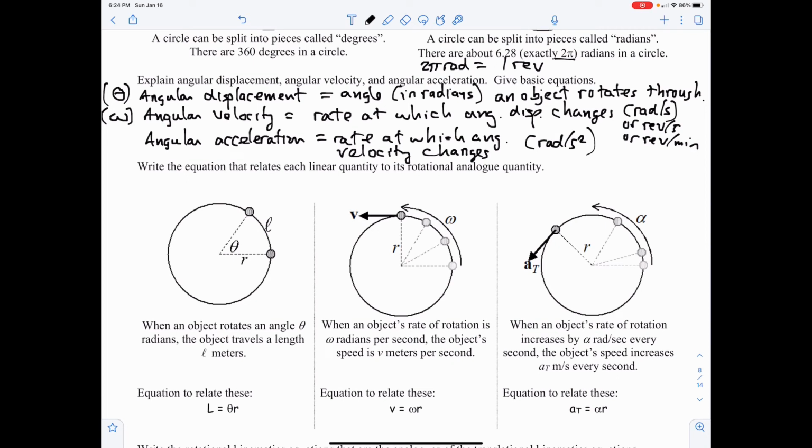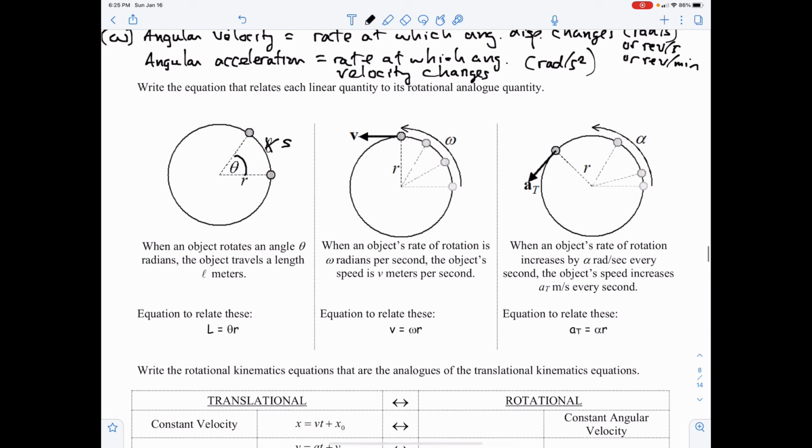Okay, write the equation that relates each linear quantity to its rotational analog. Well, you've got angle theta, radius, and an object has gone from here to here along length L. But I'm going to give this a new variable. I'm going to call it S. That's usually pretty in line with what they use on the AP exam and on the formula sheet, and I'm just going to keep it consistent. The equations are actually all written down below. I'm just going to rewrite this. S equals R theta.